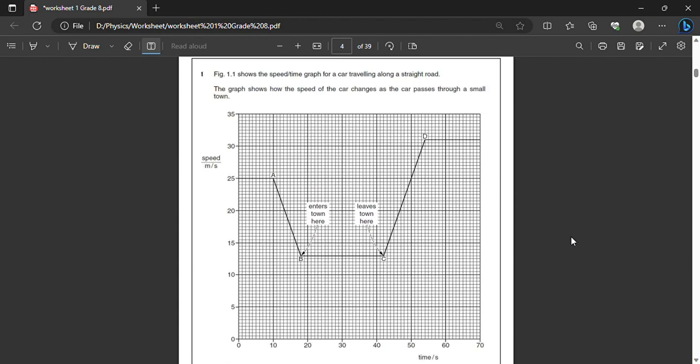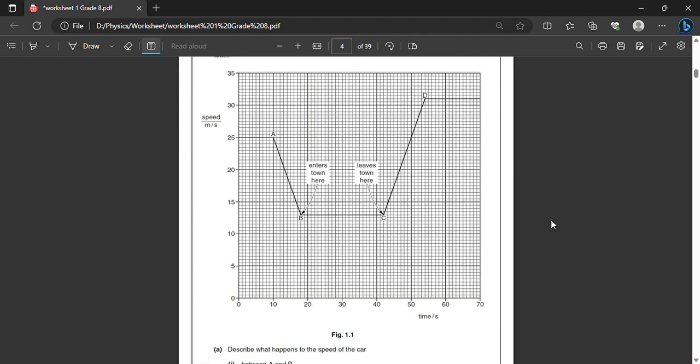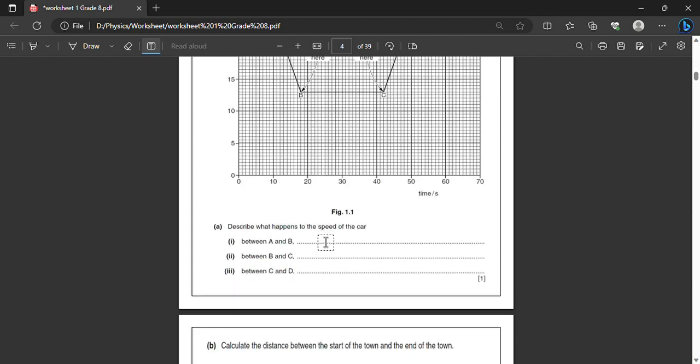So here it shows a graph. From the graph they give, we should study the graph first. Once we study the graph, we can read the question. Describe what happens to the speed of the car between A and B. Because it is a speed-time graph, once it goes down, it means a negative acceleration, which is basically known as deceleration. So let's write deceleration.